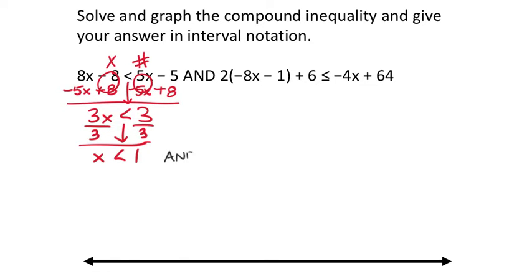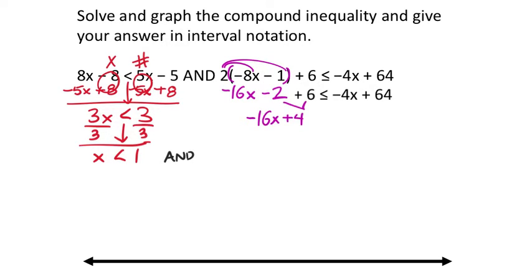Well, let's see what we get out of the second one. Oh, yeah, we got this distribution. So two groups of negative 8x's first would be negative 16x's. Two groups of negative 1 would be negative 2. The rest of that inequality stays the same. No other distribution necessary. So combining like terms, negative 2 plus 6 would be positive 4. So now negative 16x plus 4. And then we still got the rest of that.